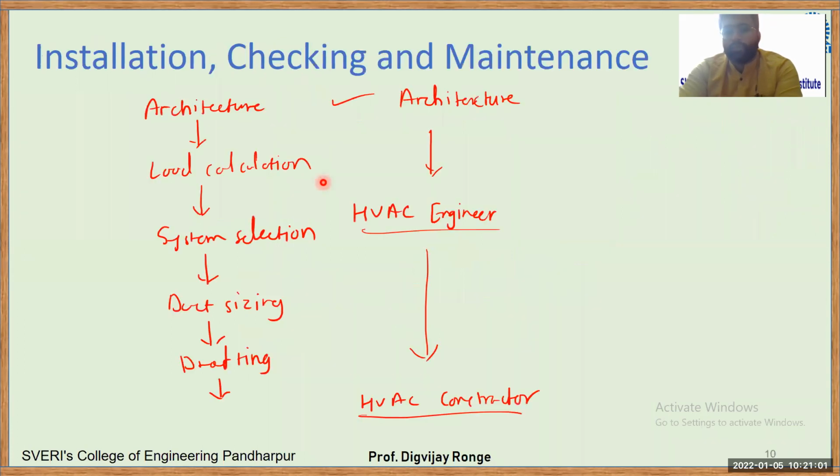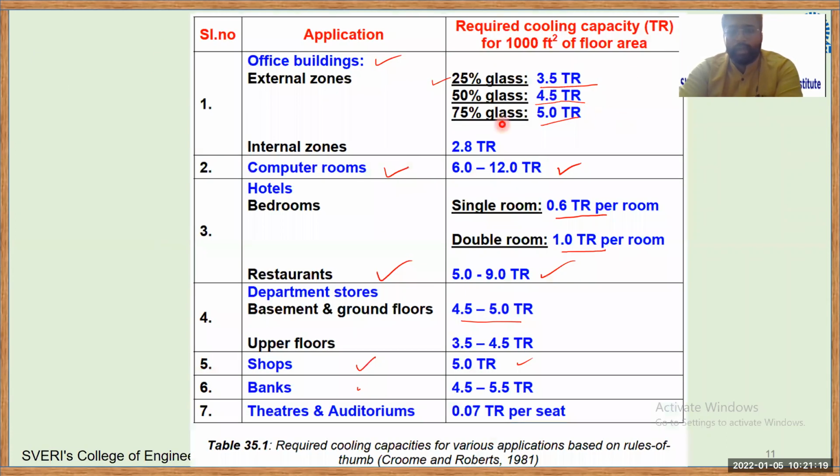Now comes the next part, the HVAC contractor. So contractors will check the drawings and they will purchase the equipment. They will install the system. They will check the system with their instruments, and the annual or regular maintenance will be carried out. So this is the overview of the industry, and there were some rule of thumb calculations.